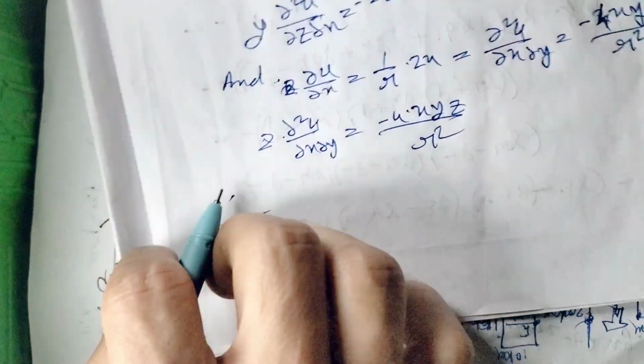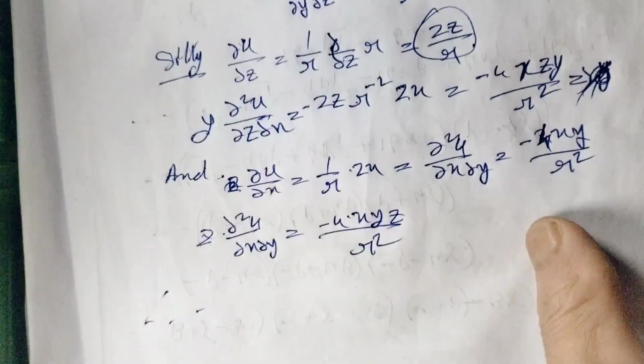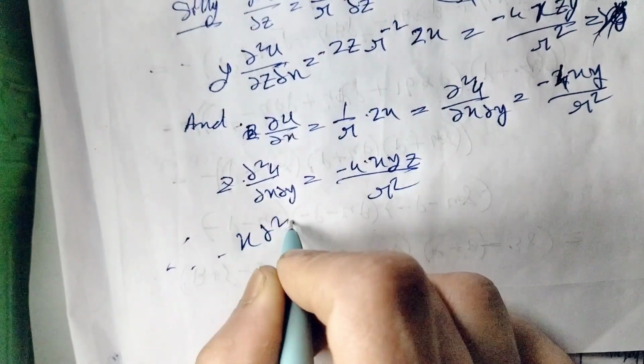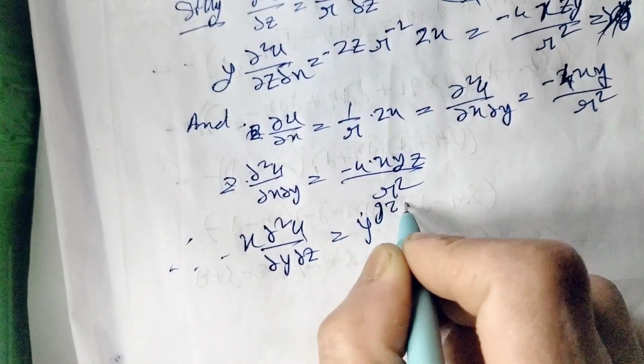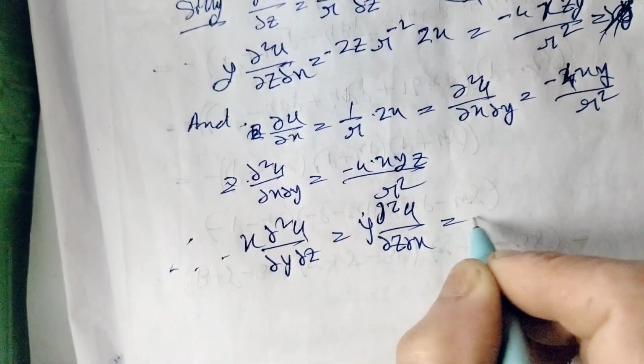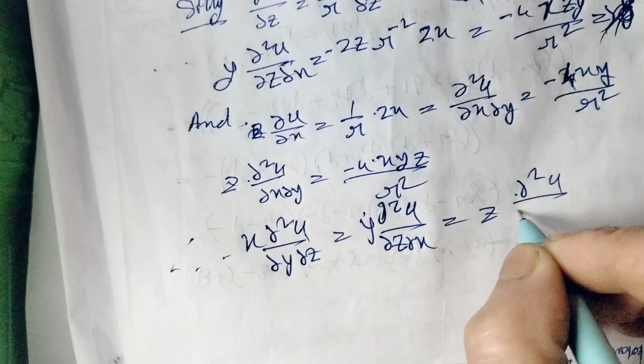Hence, therefore, we can say that all our output values are the same. Therefore, x del square u upon del y del z is equal to y del square u upon del z del x is equal to z del square u upon del x del y.